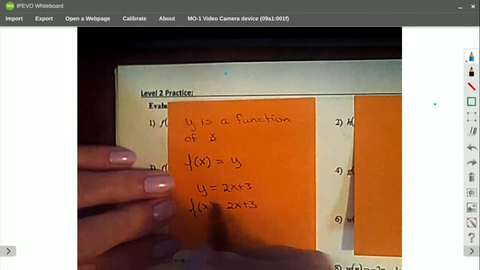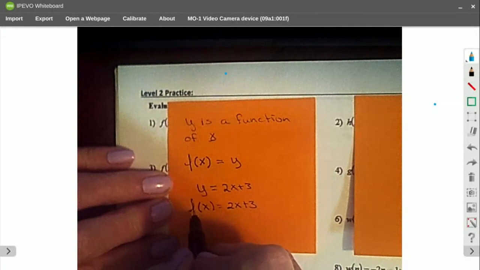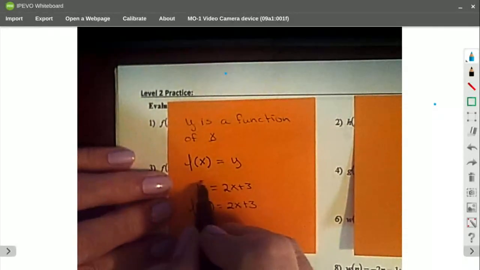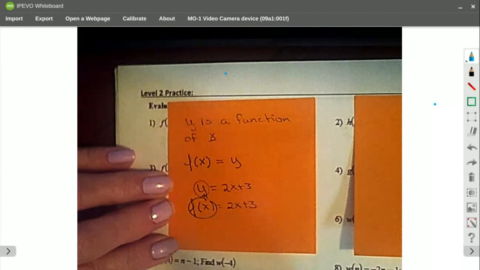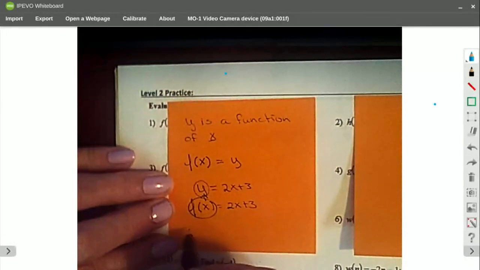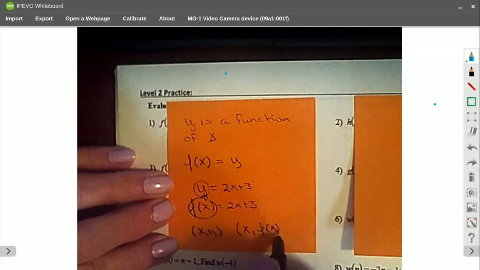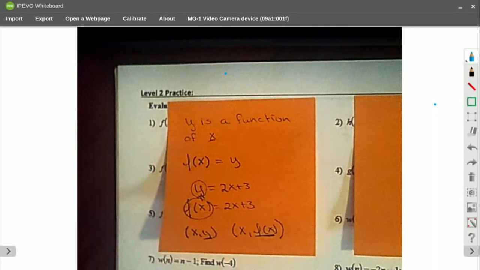And f is used because of the word function, but sometimes they'll use a g or an h or any other letter. You don't have to use f to use function notation. I just need you to know that whenever you see this notation, it's just the y. So I could even write, instead of x comma y, x comma f of x, because f of x is a y.